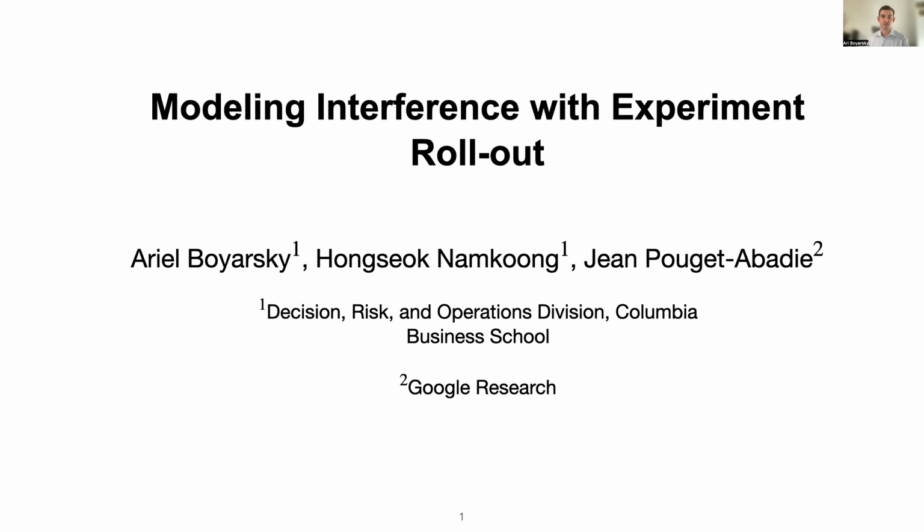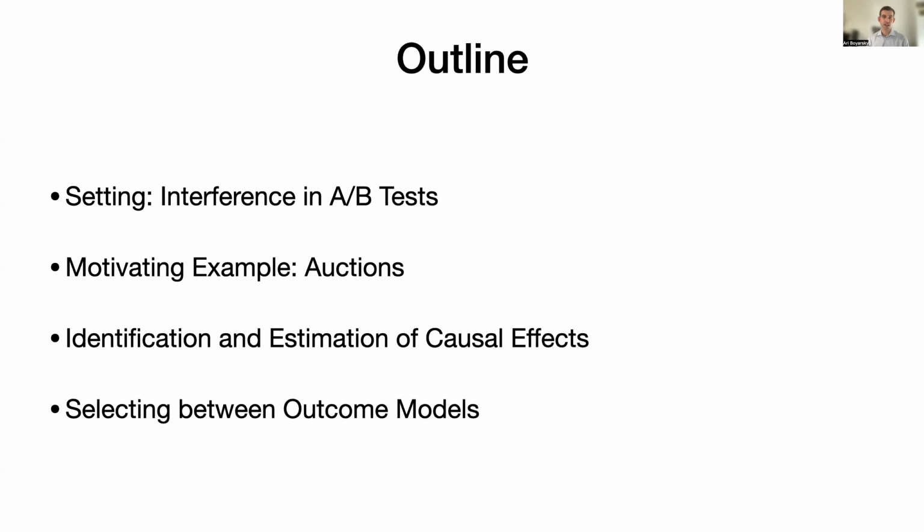Today, we're going to talk about experimentation in the presence of interference and a novel approach to addressing this challenge. Without spoiling anything, I'm first going to give the setting of the problem we're trying to solve, and I'll motivate this using an example from experimentation in auctions. Then, to highlight our contribution, I'm going to show you how we can use our proposed methodology to solve two different problems. First, how we can choose between different models of interference, and second, how we can use those models to then identify causal effects.